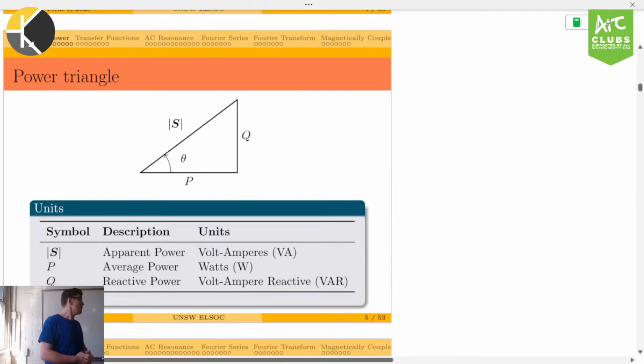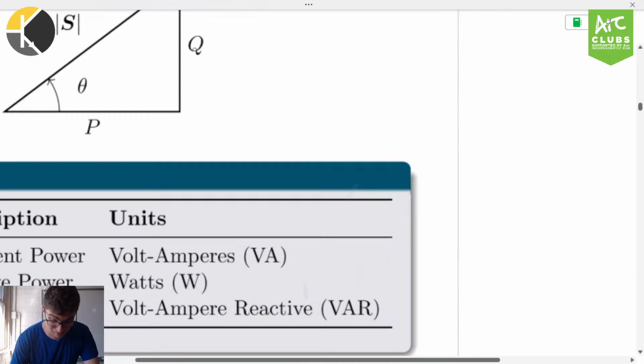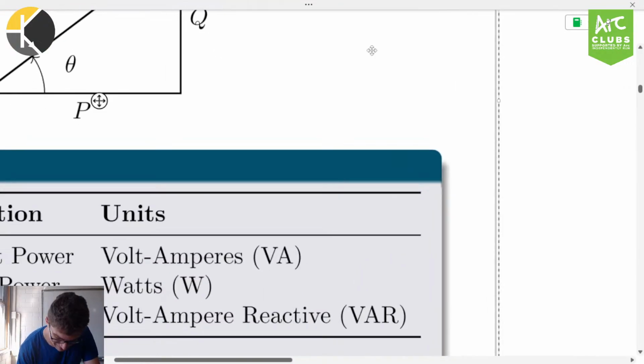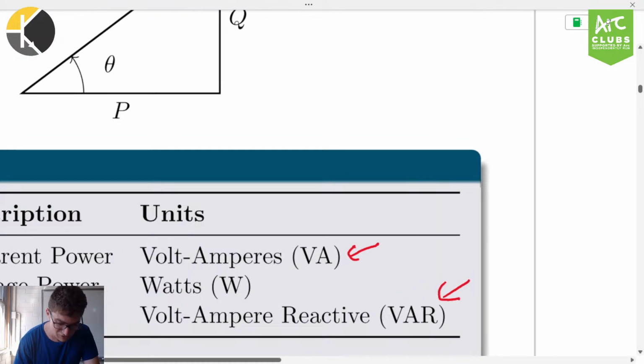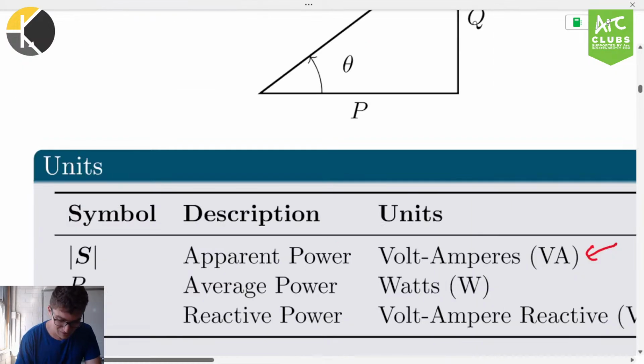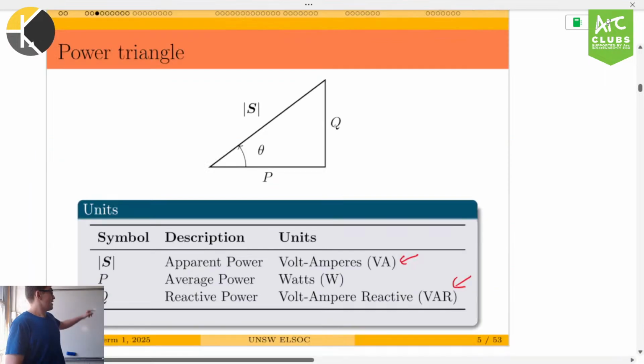This trips a lot of people up. I've seen a lot of people get tripped up by this. Volt amps versus volt ampere reactive: 2 different units for 2 different measurements. Have a quick look at this. Any questions? Pretty good, okay.